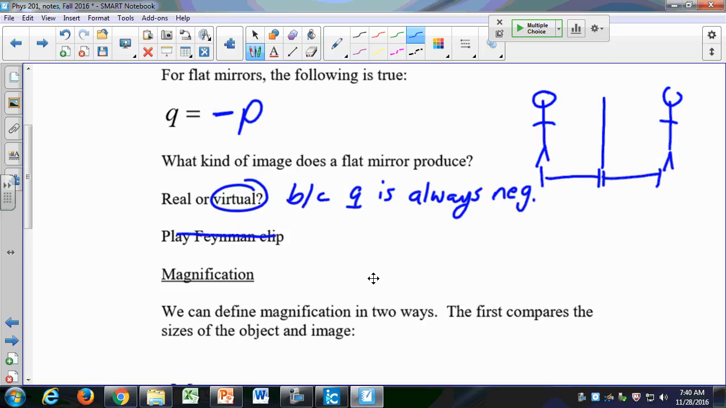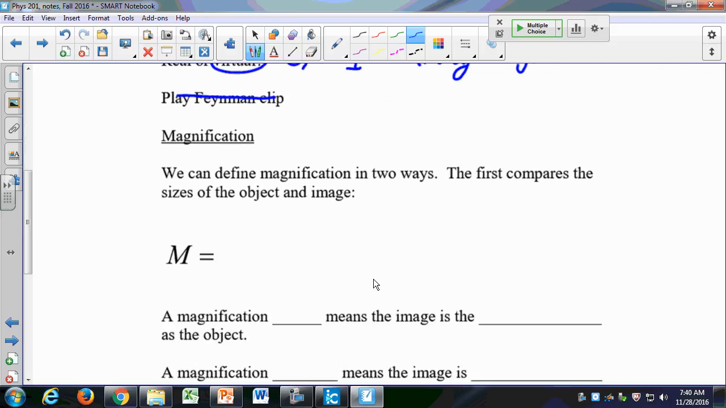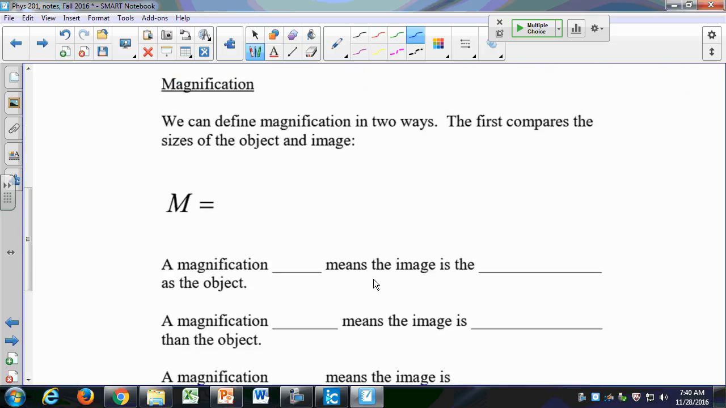If you make something appear bigger, then the magnification is bigger. So if my mirror makes me look twice as big, then it has a magnification of 2. We use that with microscopes and telescopes as well. Or you can make things appear smaller, and we'll see some mirrors where you actually make things appear smaller, where you have a magnification less than 1. We can define the magnification in a couple of different ways. First, we can just compare the size of the object and the image. And so that's going to be the image height over the object height.